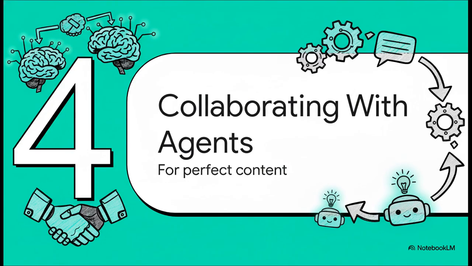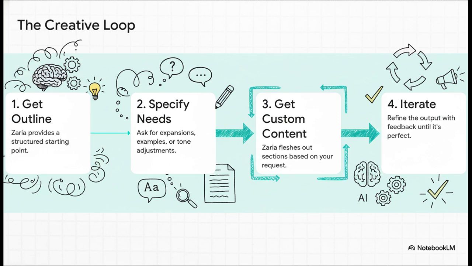Okay, so you've got a smart agent. It's got a brain full of your knowledge. Now what? Let's talk about how to actually work with it. And the key here is a little mindset shift. Don't think of it as a tool you just give orders to. Think of it as a collaborator, a partner. The whole process is like a conversation, really, a creative loop.